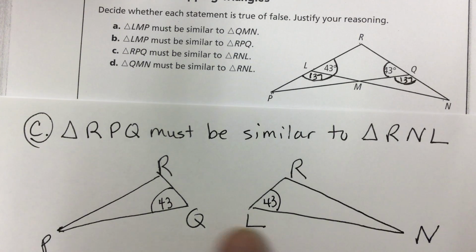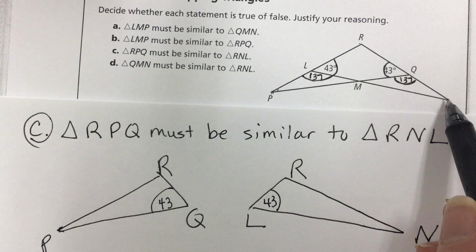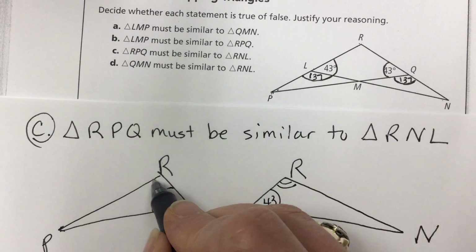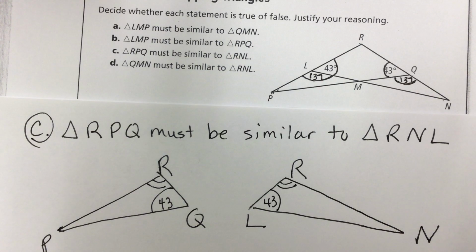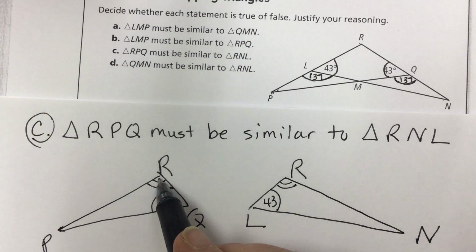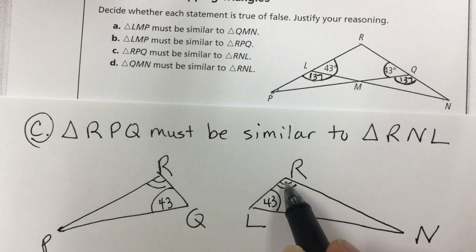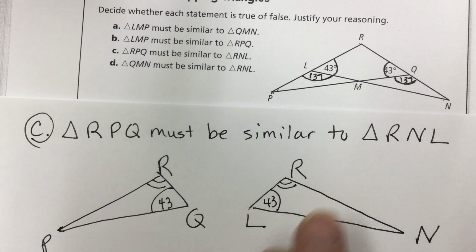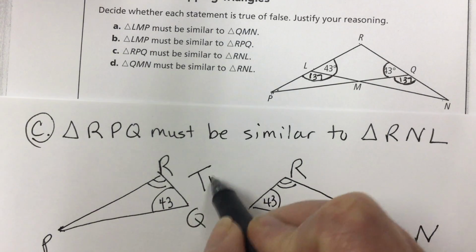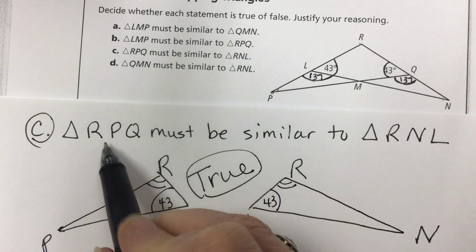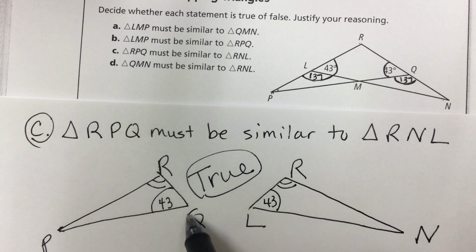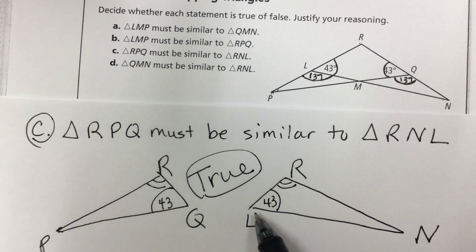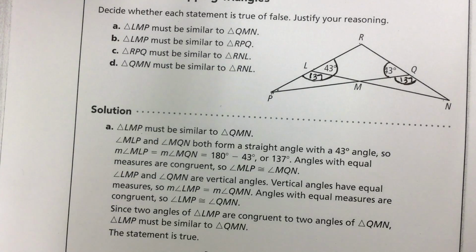Now, I don't have P and I don't have N. But look, they both share R. If they share the same angle, then you know those angles are congruent. Angle R in this triangle is congruent to angle R in this triangle. Therefore, we do have two angles of one triangle congruent to two angles of another. Therefore, yes, this is a true statement that triangle RPQ is similar to RNL.